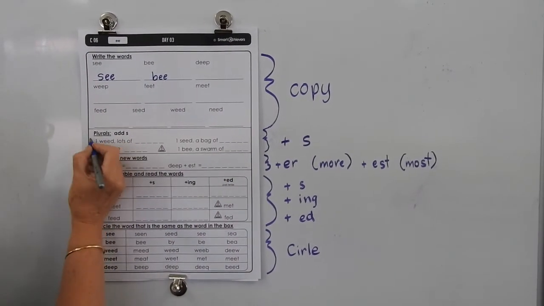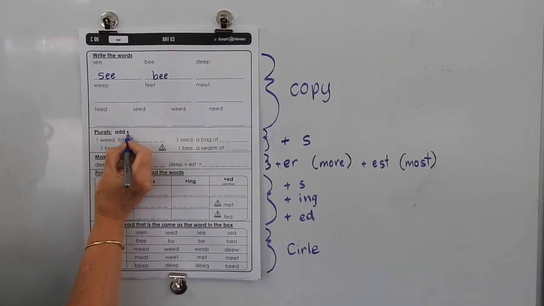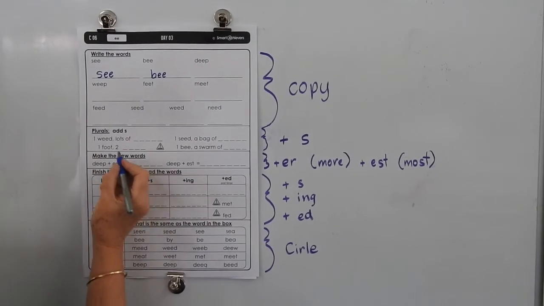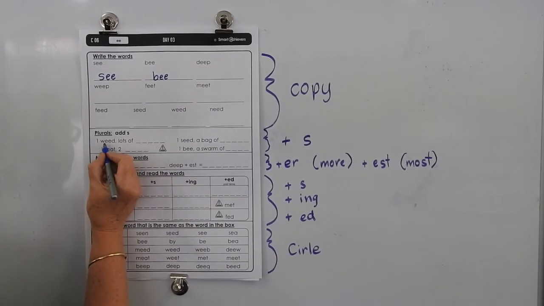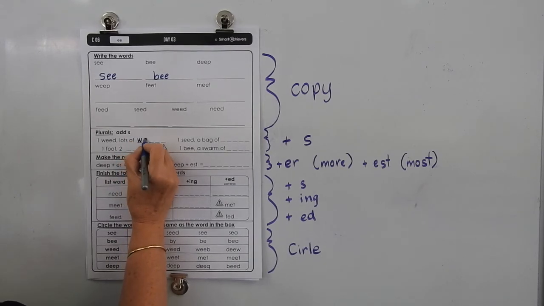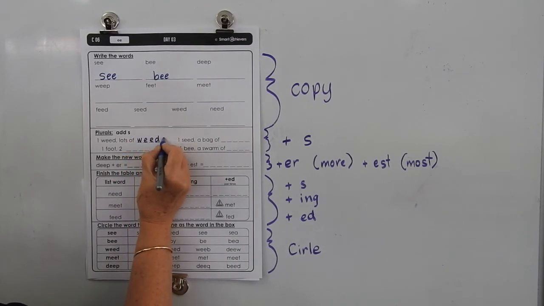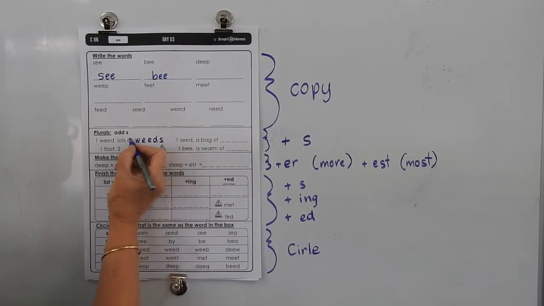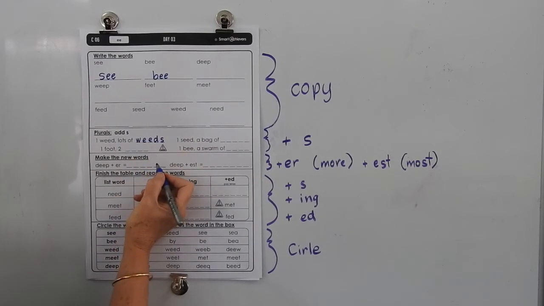Down here we're talking about plurals again, where we add an S to make a word mean more than one. So if we have one weed, we say weed, but if we have lots of them, we say weeds. And we put an S on the end to make it mean lots of them or more than one.